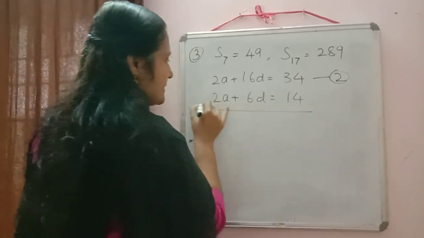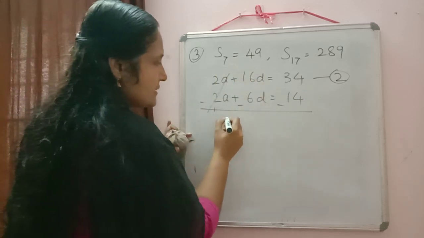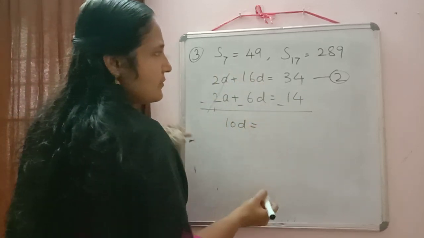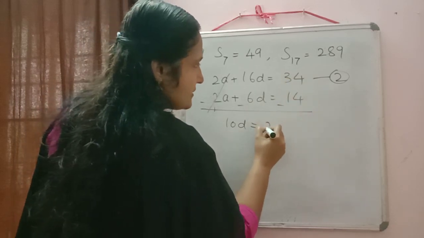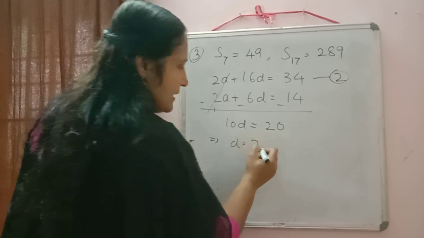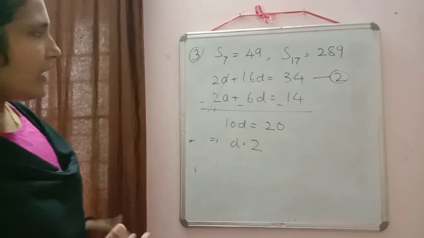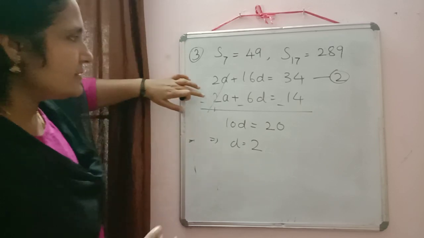Now we can do the subtraction. 2a will get cancelled. 16 minus 6 will be equal to 10d, is equal to 34 minus 14, which will be equal to 20. So from here we will get d is equal to 2. Now we want the value of a. So in any one of the equations we can substitute.